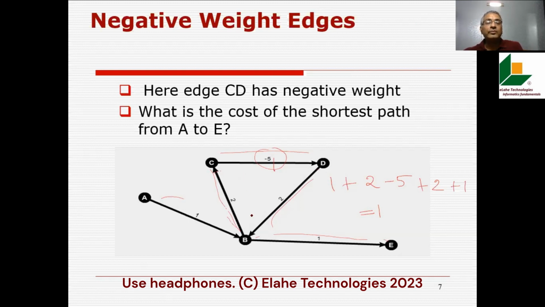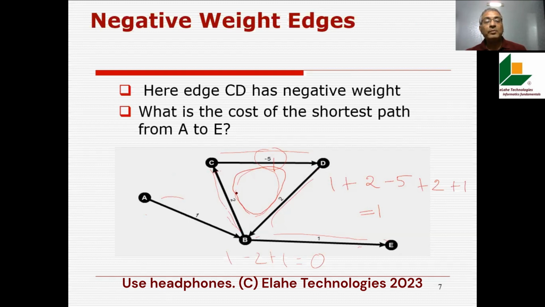Now, if you are clever enough, you see that you can actually go around this loop twice. If you go around this loop twice, in each round of the loop, you incur a cost of -1. And therefore, if you go around twice, you'll get a cost of -2. And then your cost of going from A to E will be 1 minus 2 plus 1, which is 0. So we can reduce the cost of going from A to E to 0 by going around that loop twice.